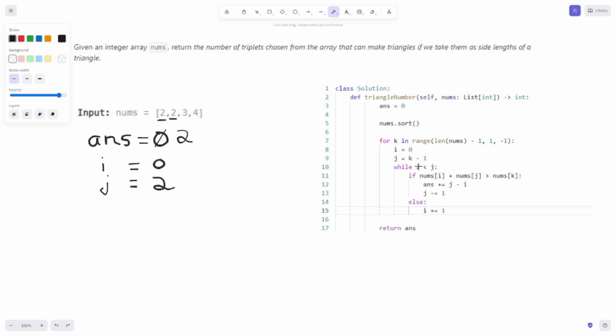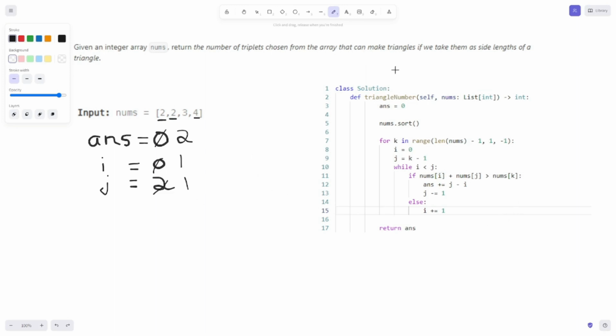And we say, okay, is i less than j? So j is 1 now, and i is still 0. So yes, we can do the while loop once more, and we say nums[0], 2, plus nums[j], 2. Is that greater than nums[k]? k is still 4. And 2 plus 2 is 4, and it's not greater than 4. So we exit this if condition, and we say, okay, i plus equals 1. i becomes index 1. And then this while loop is no longer reachable because 1 is not less than 1.